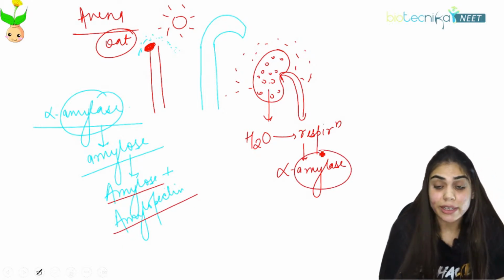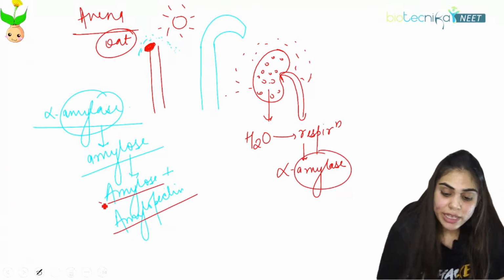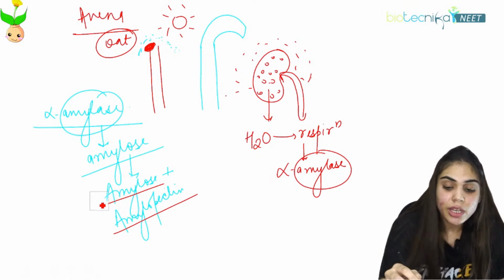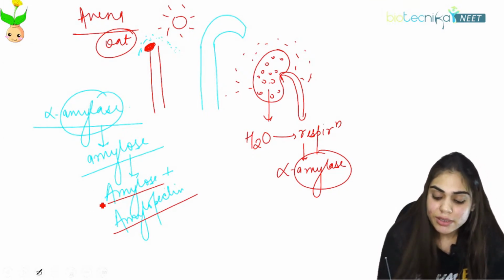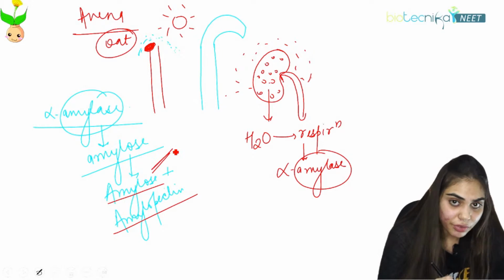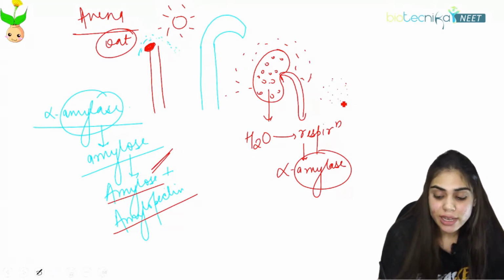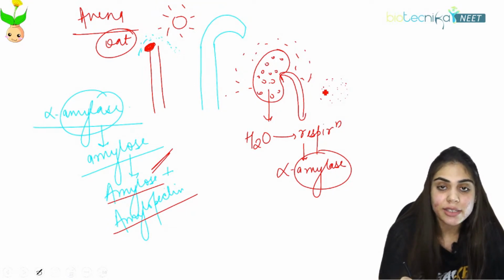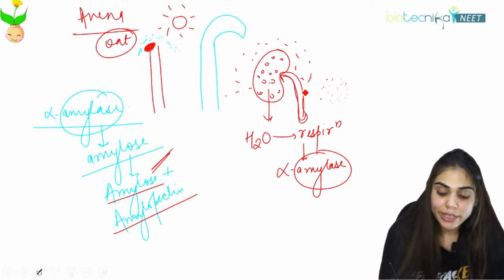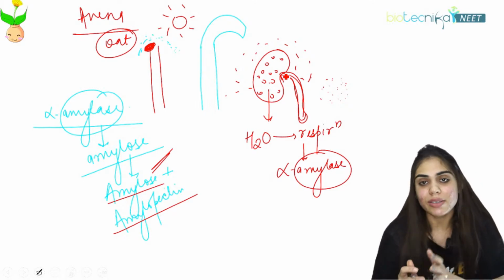So this amylase will target the amylose that is making the starch granules, and after some point of time this amylose will be broken, and we will get the energy. And this energy will be used by the seeds and they will grow, and that's why we are getting the seedling.